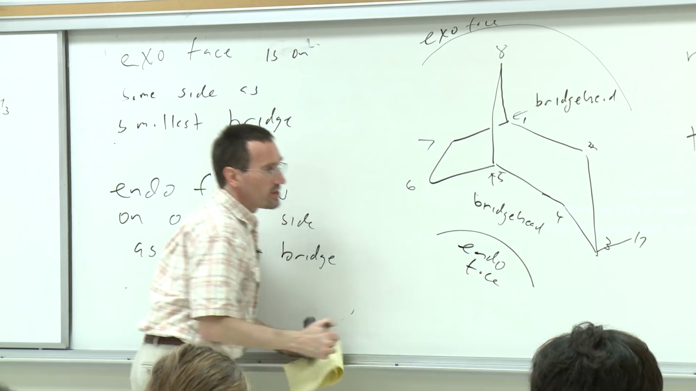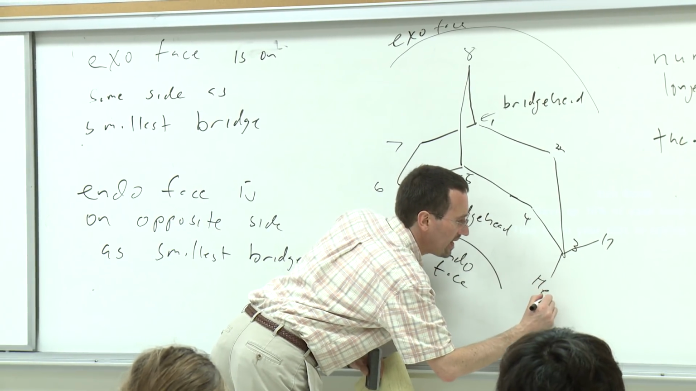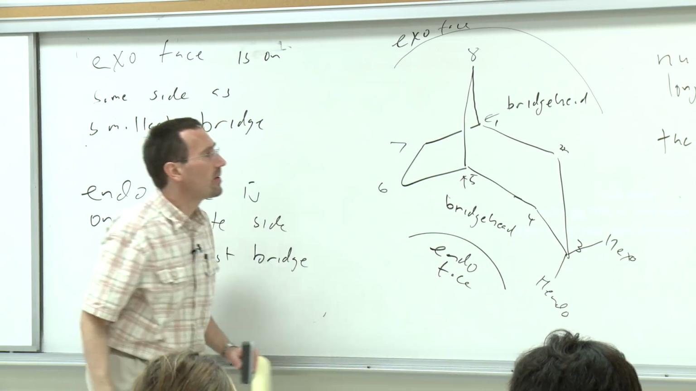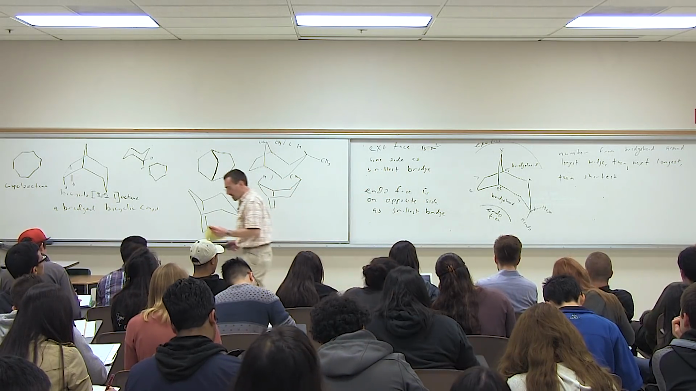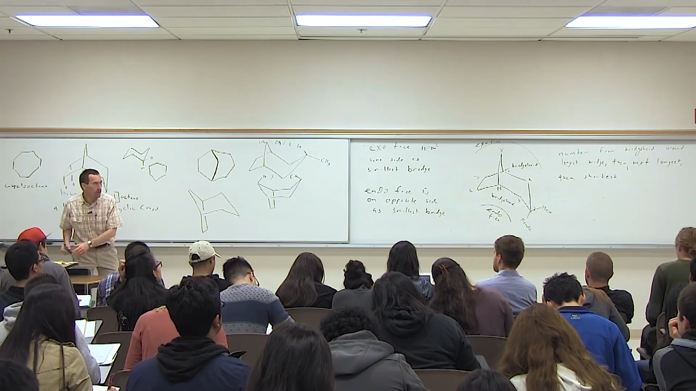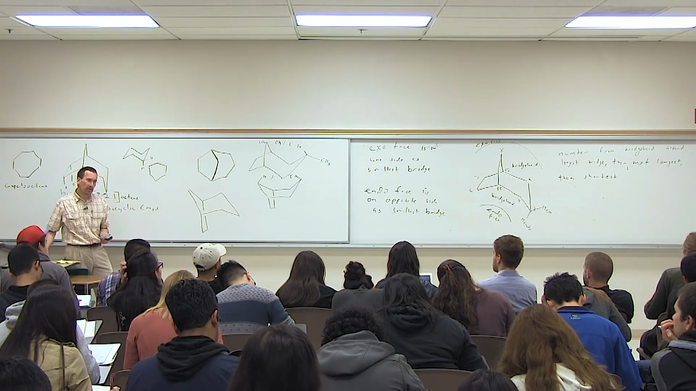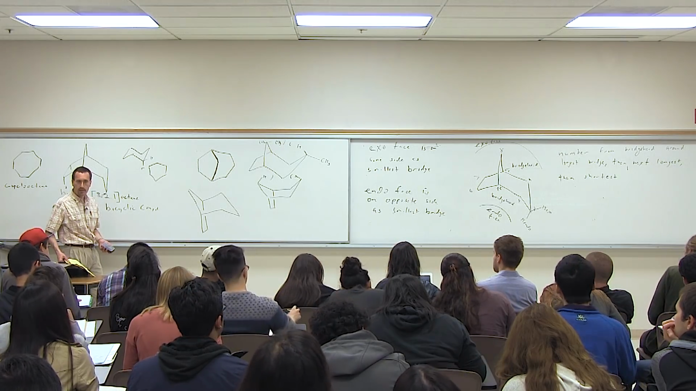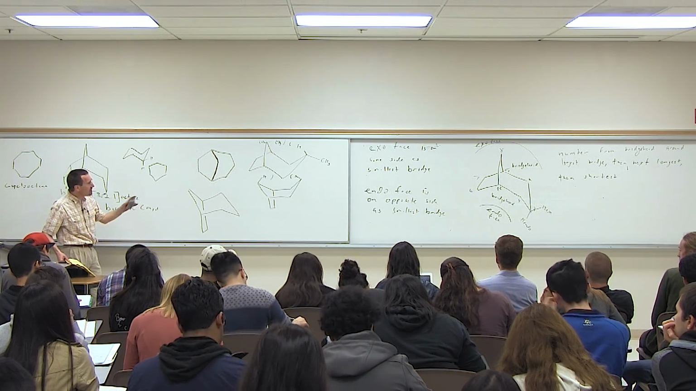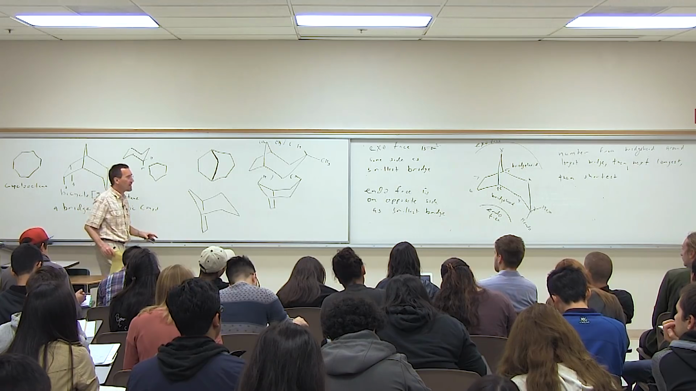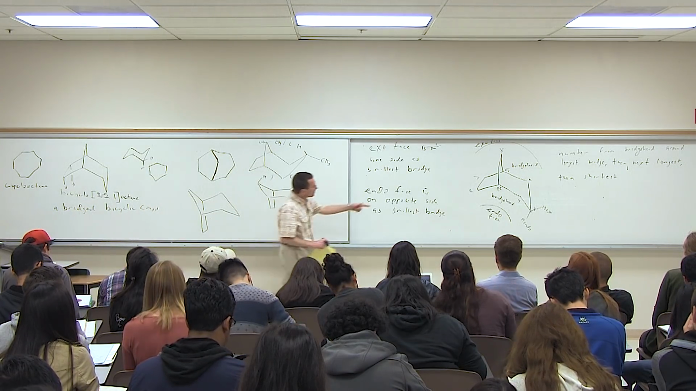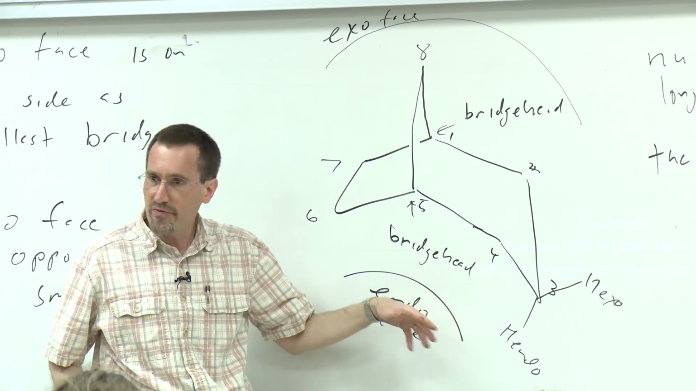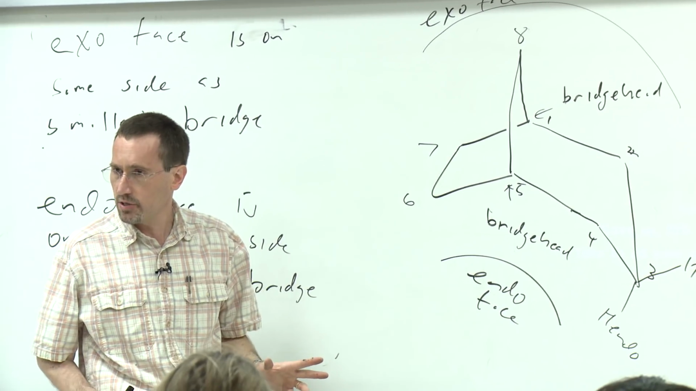And I would say, so this hydrogen here, we'll just call it H endo, and this hydrogen here, I'll call it H exo. And I would say these concepts that I've just laid out here are probably what I would call second nature to a practicing organic chemist. In other words, this level of knowledge, this basic anatomy, oh yeah, that's a bridgehead, that's the smallest bridge, that's the endoface. That's probably second nature.